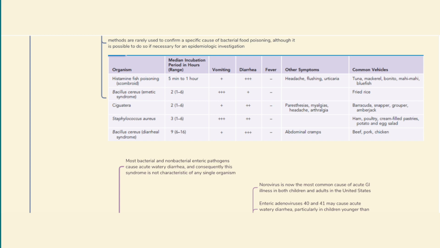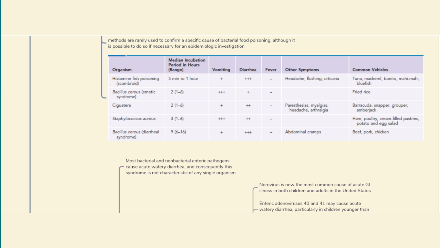Then we have the Bacillus cereus diarrheal syndrome. This one is not an acute vomiting syndrome. It's more a diarrheal syndrome, but since it's made with toxins, it's still in the same table. The toxin has a median incubation period of 9 hours, but can range from 6 to 16 hours. And we will have strong abdominal cramps, and it needs protein to produce this syndrome and this toxin.